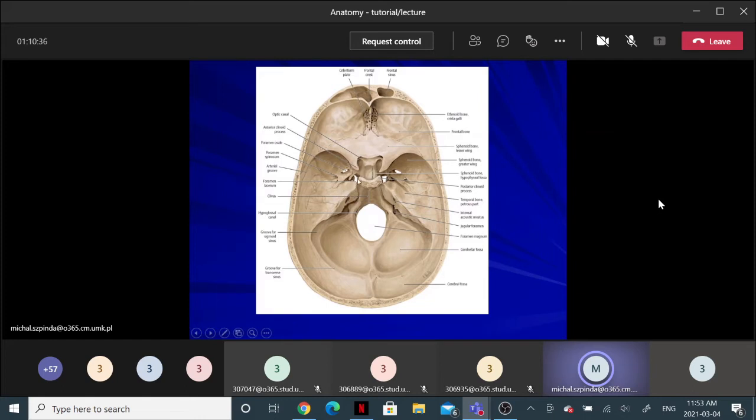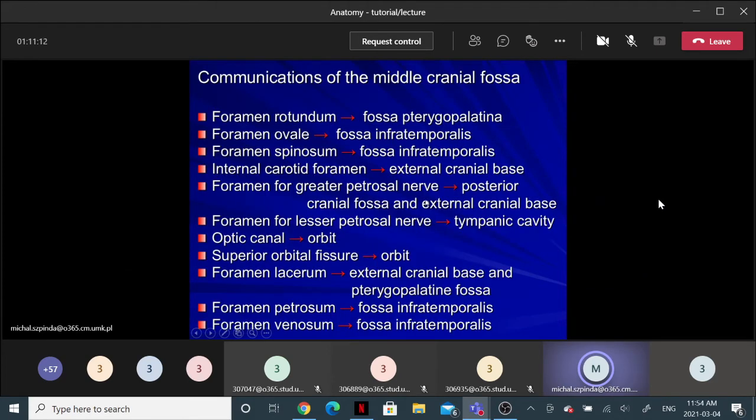Of course, all remaining foramina within the greater wing, that are foramen ovale, the more medial foramen venosum, the more lateral foramen petrosum, and foramen spinosum, all communicate with the infratemporal fossa. And all these things are here listed.